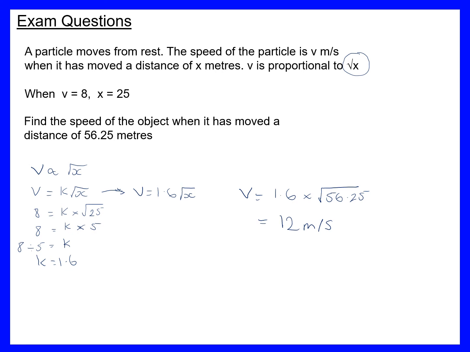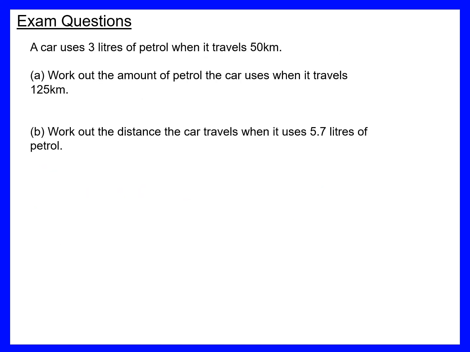Okay, next question then. So again, your choice, you can pause and have a go yourself, or you can work through it with me. So a car uses 3 litres of petrol when it travels 50 kilometres. Work out the amount of petrol the car uses when it travels 125 kilometres, and work out the distance the car travels when it uses 5.7 litres.